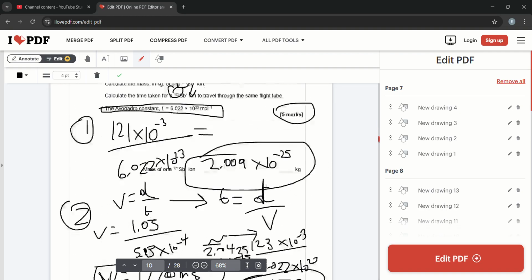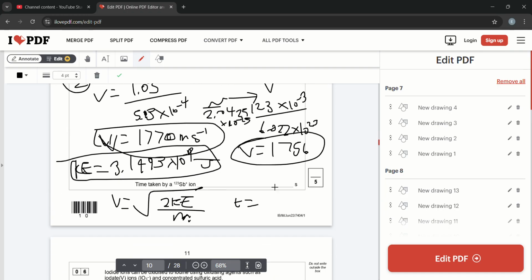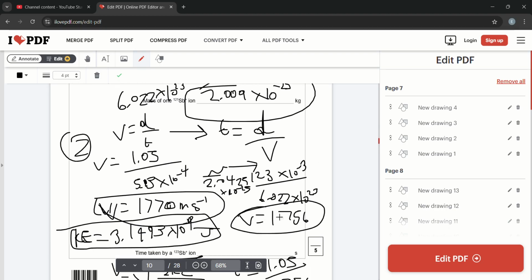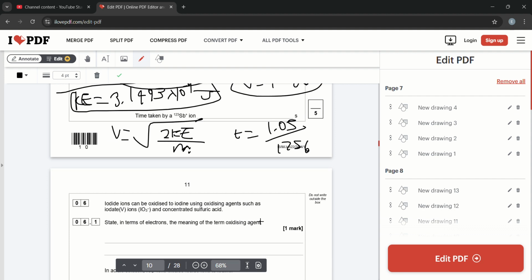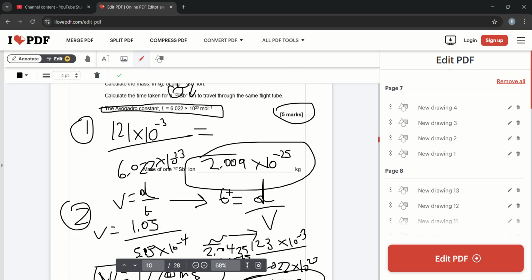Okay, and now what do we want to find? We want to find time. So time is going to be the distance, which is obviously 1.05, divided by the velocity, and this is the velocity of the 123 Sb plus ion. I should probably label it in the exam, but for this video I'm not. Divided by 1756, and I get 5.98 times 10 to the power minus 4 seconds.